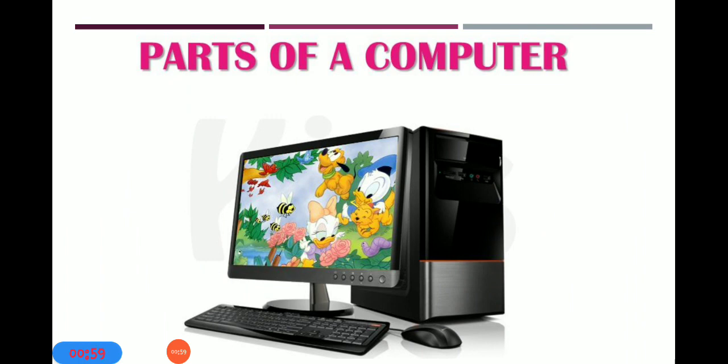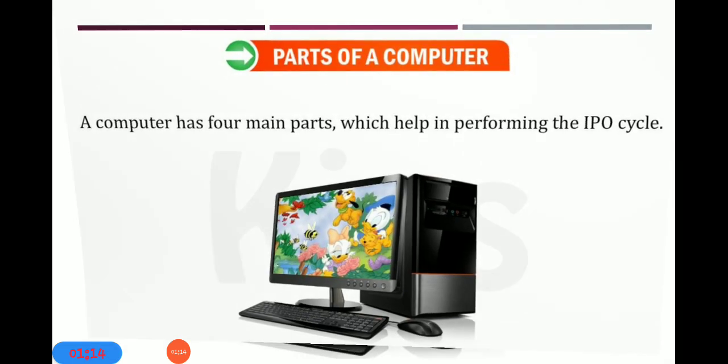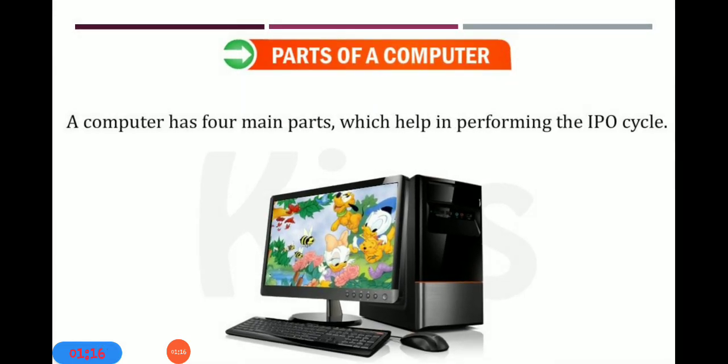There are four main parts: monitor, keyboard, mouse, and CPU. We have to learn about these four main parts in this video. So let's begin. Parts of a computer. A computer has four main parts which help in performing the IPO cycle. IPO means input, processing, output cycle.